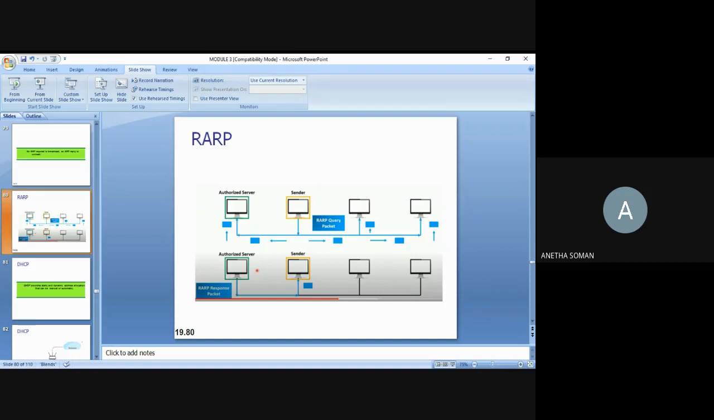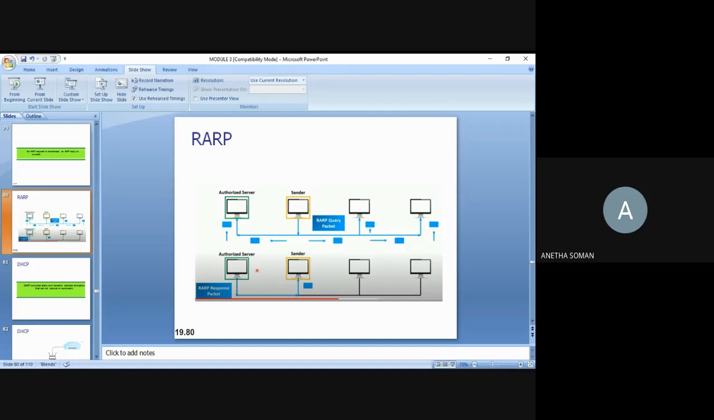So the RARP protocol is used only when the physical address of the host is provided. I don't know about the logical address; I know only the physical address of the host. So what RARP will do is it retrieves the logical address of the host from the server.